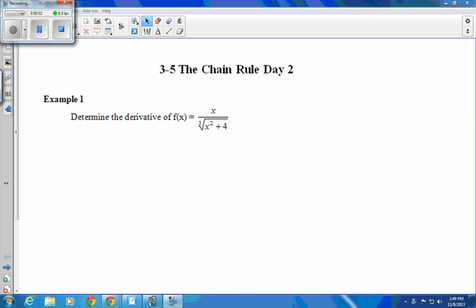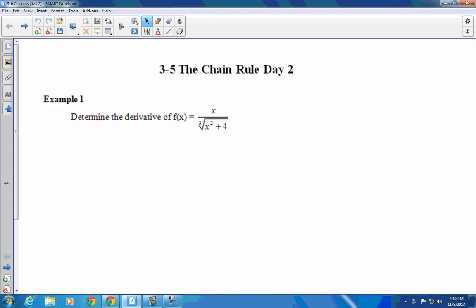All right, day 2 of chain rule, and as one of the students just pointed out, it really should say 3-6 day 2 instead of 3-5. This is kind of the older sheet of notes, but it fits in a slightly different spot in this newer textbook, and so that's why we have that.